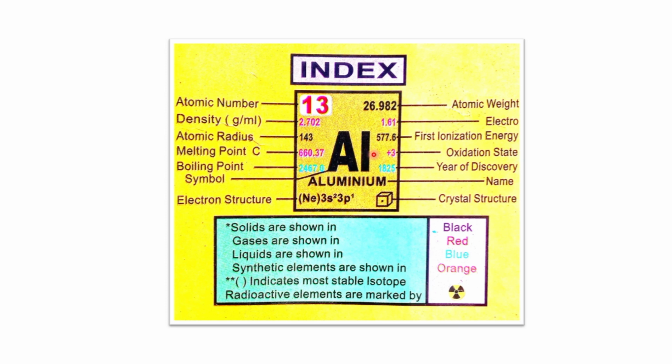Now come to the right hand side. See, in the right hand side, atomic weight is given. So atomic weight is the summation of proton and neutron, which is in the nucleus. Now this one is the electronegativity. Next one is the first ionization energy, and this is the most favorable oxidation state.